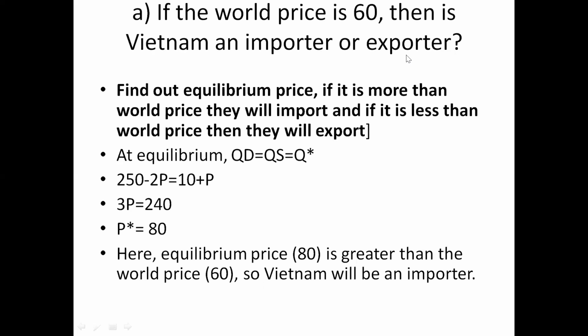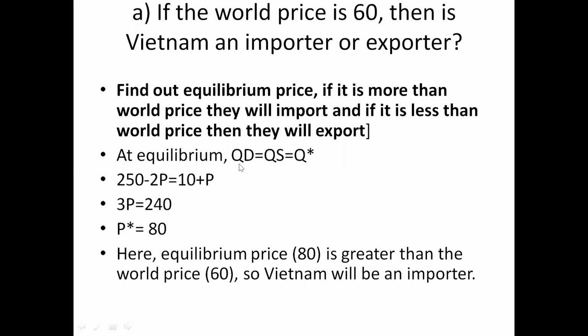So to know the answer to this question, we have to know the domestic price or the market price in Vietnam. If the market price is more than the world price, then they will import. And if the market price is less than the world price, then they will export. So how do we find the domestic price or the market price in Vietnam? Since there's no restriction, the market price will be at the equilibrium. So we have to find out the equilibrium price.